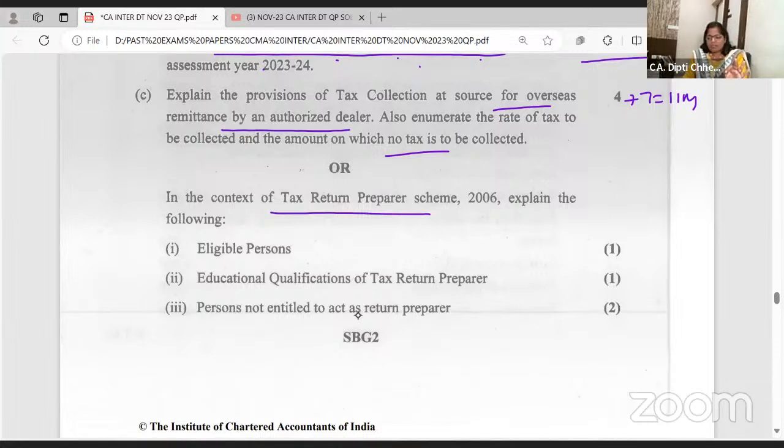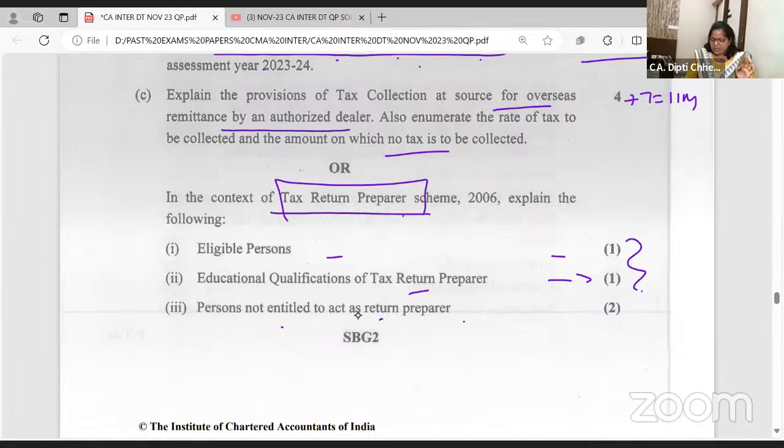Never they have asked from return of income question on TRP. Updated return already May attempt they have asked. So November May, I was thinking they will ask PAN and linking and all, but my guess went wrong. They asked about most ignored topic in the return of income, that is TRP. TV serial का TRP नहीं है ये. This is the tax return preparer scheme where government is educating them, giving them certificate, and at a very reasonable price they will help you to file your return. Except tax audit cases, all can file their return with the TRPs. So who are the eligible person, their qualification, and person not entitled.